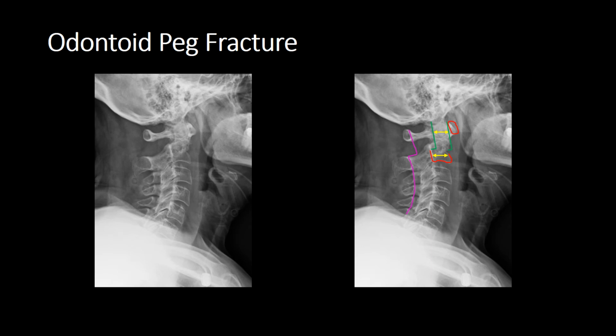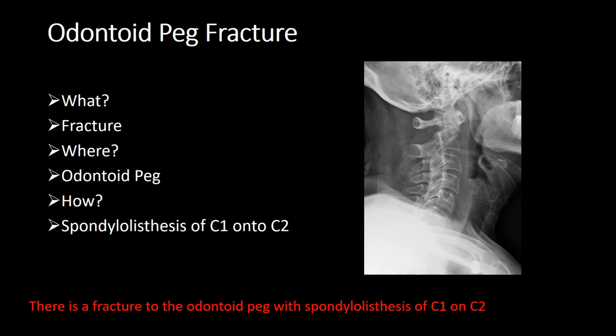Let's look at the next view. So what is it? It's a fracture. Where? Odontoid peg. How? Spondylolisthesis of C1 onto C2. So we can see that C1 has moved anteriorly in relationship to C2. So it's a spondylolisthesis of C1 onto C2.